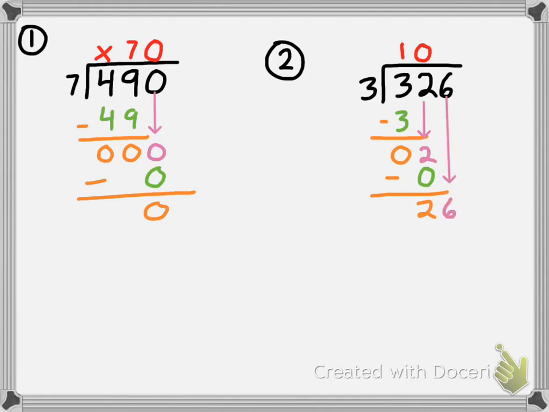I now have 26 divided by 3. 26 divided by 3 is 8. 3 times 8 is 24. And now I can subtract. 6 minus 4 is 2, and 2 minus 2 is 0. There's nothing left to bring down, and my 2 is smaller than my 3, so there's nothing left I can do, which means my answer is 108, remainder 2.